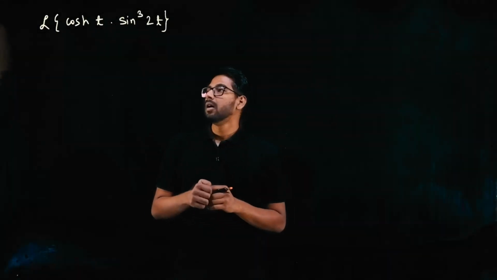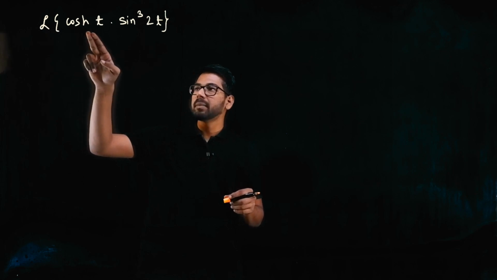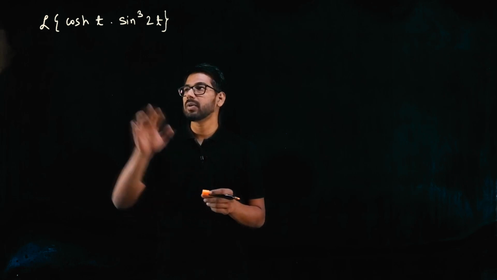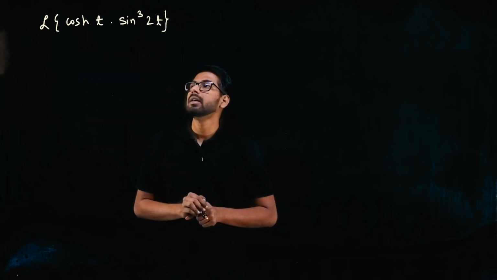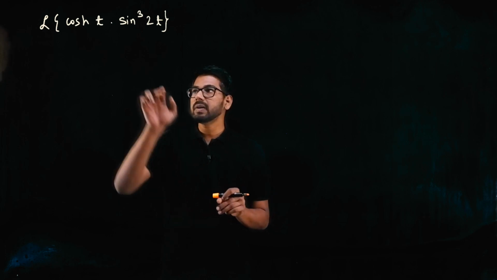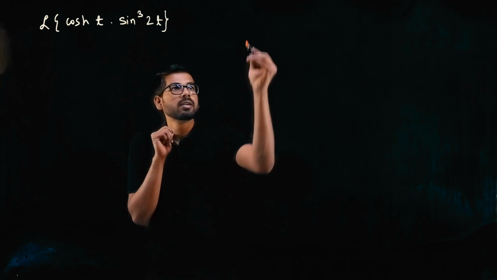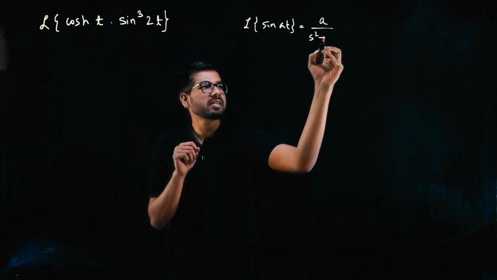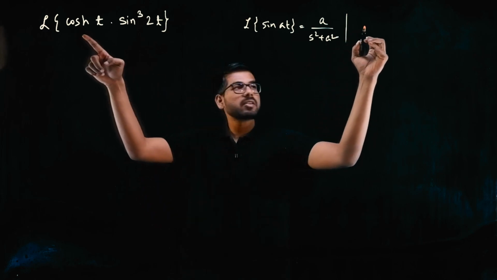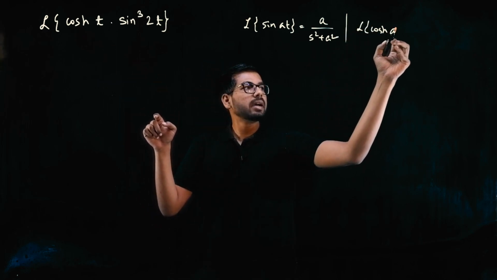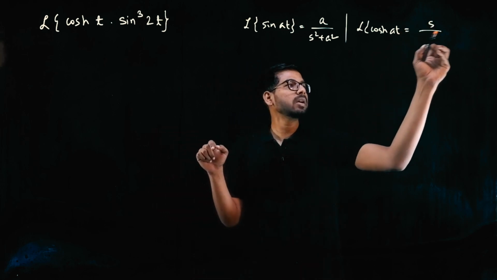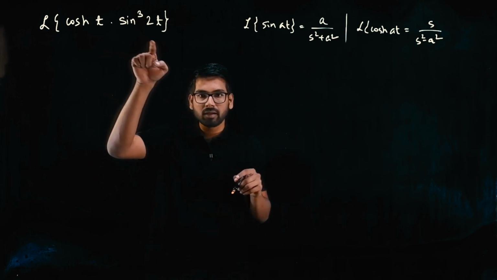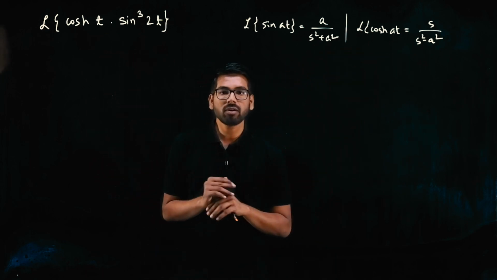Okay, so the question is, find the Laplace transform of cos hyperbolic t into sine cube 2t. So we have a product of two functions of t, one is cos hyperbolic t, another one is sine cube 2t, and then we have to find the Laplace transform. Individually I might know the Laplace transform of each of these functions. So the Laplace transform of sine at is a over s square plus a square, and the Laplace transform of cos hyperbolic at is s over s square minus a square. But if you take the product of these two, that is not the same case. That is not how it works.